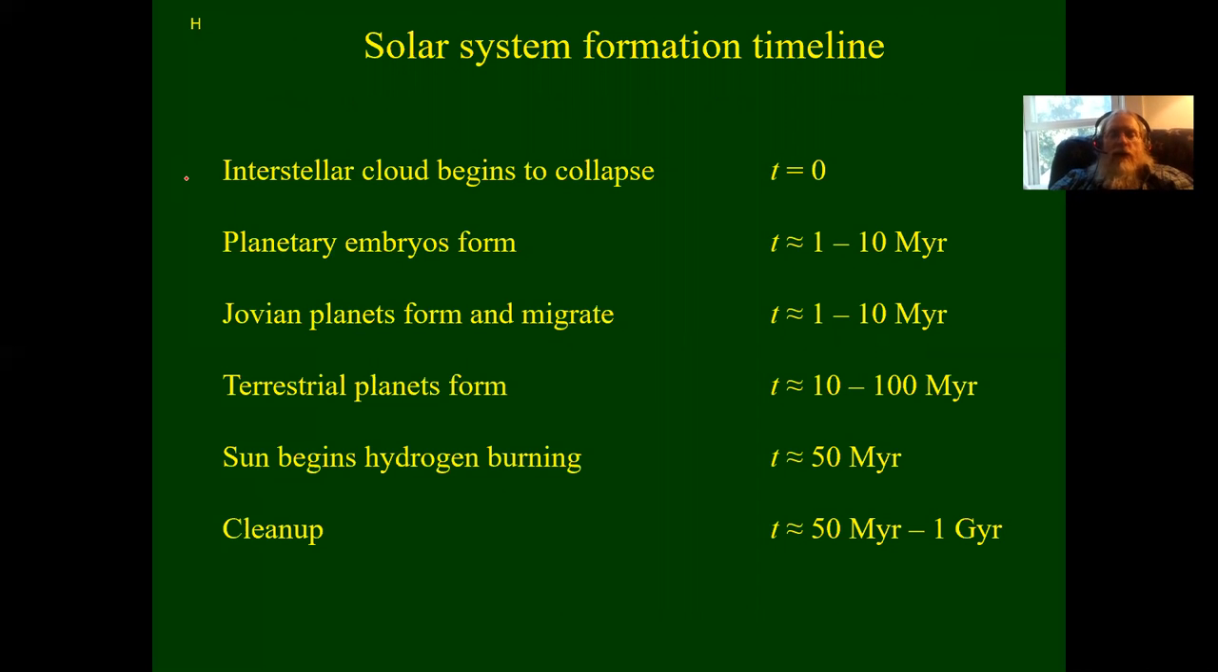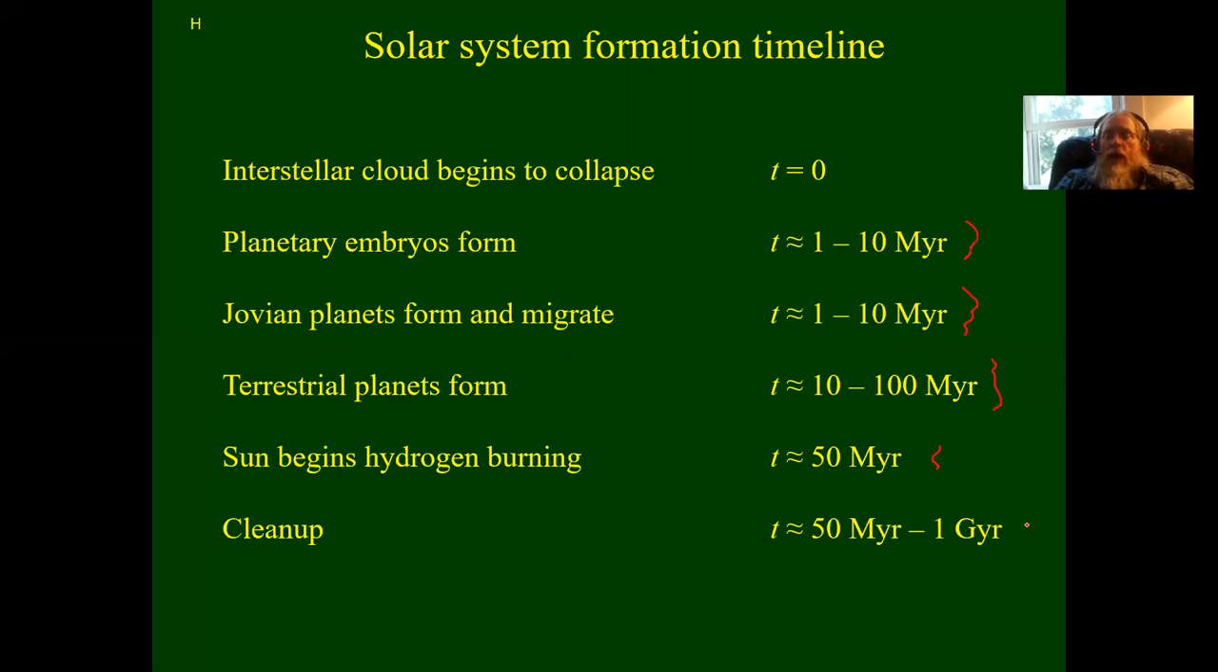All right, so this last little bit is just summarizing the formation of the solar system timeline, starting the clock when the interstellar cloud begins to collapse, and at least getting up to 1,000-kilometer size pieces we would call planetary embryos, and even getting the Jovian planets formed, and most of their migration takes place very rapidly. Because there's less material, terrestrial planets seem to form about a factor of 10 slower than the Jovian planets. The sun officially becomes a star after about 50 million years when hydrogen burning starts in its core.